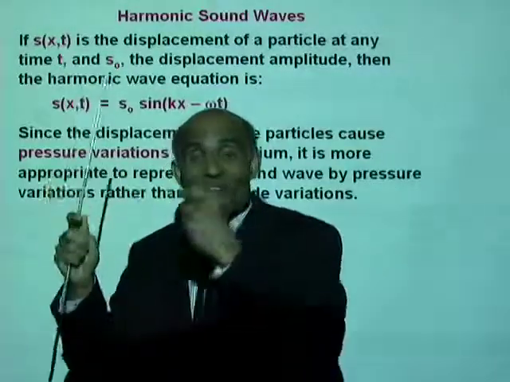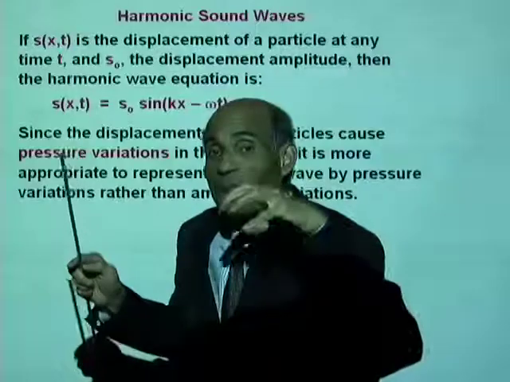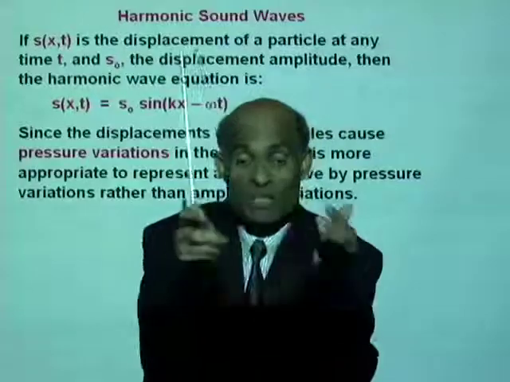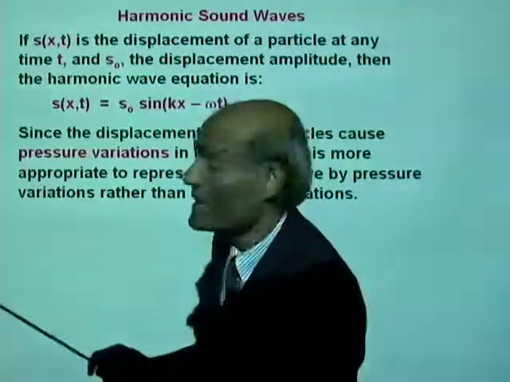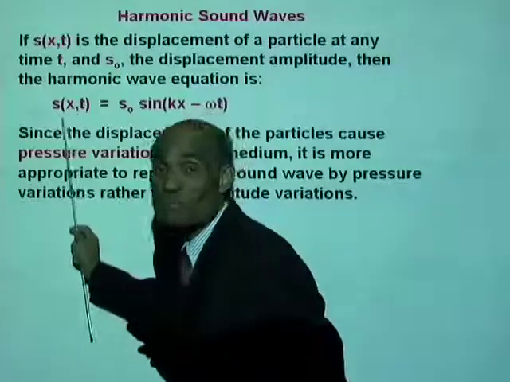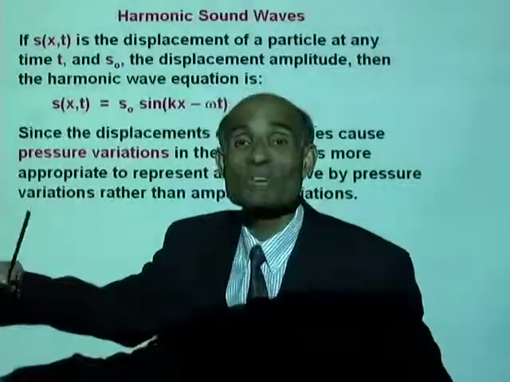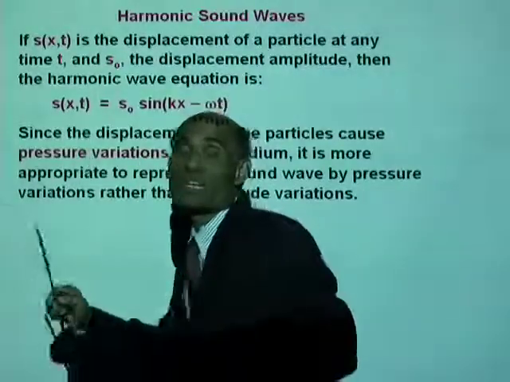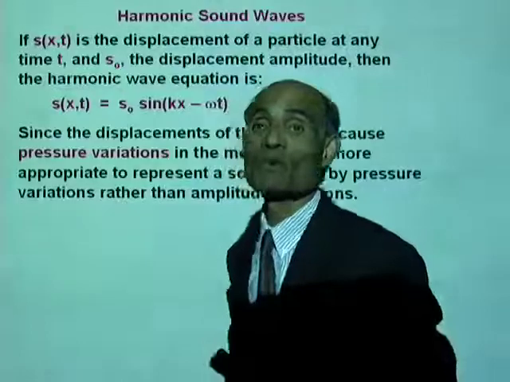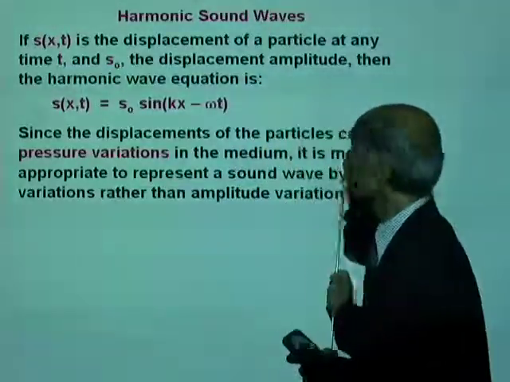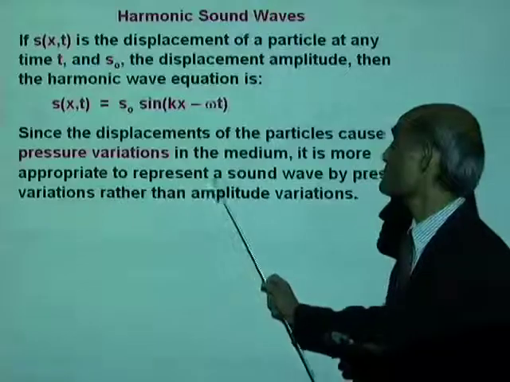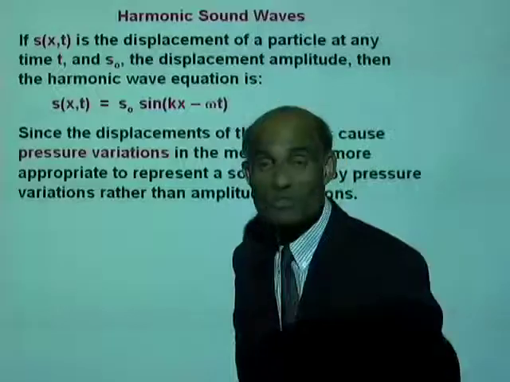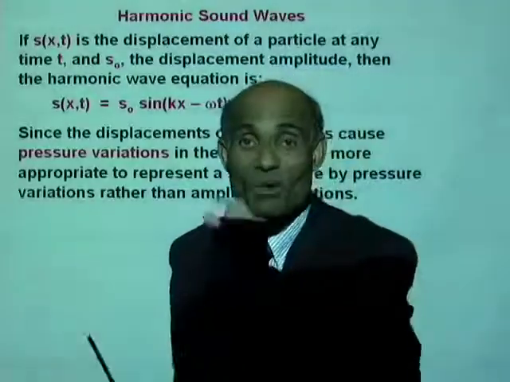So as a sound wave passes through a medium, there are pressure variations for compressions and rarefactions. So in place of the displacement, we must use pressure variations. So our equation must now be P(x,t). How does the pressure change with time? So it is more appropriate to represent a sound wave by pressure variations rather than amplitude variations. But there is a little problem there.